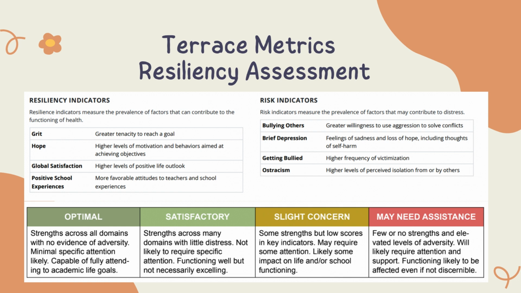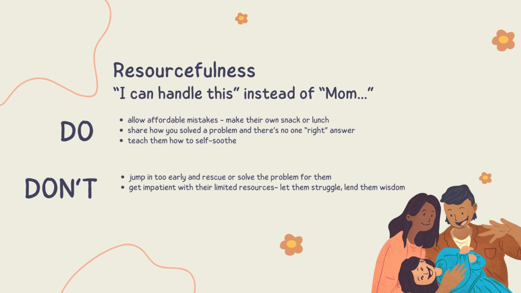The first essential skill that we're going to be covering today is resourcefulness. Resourcefulness is the idea that kids can handle it instead of always turning to their parents, their teacher, or an adult to figure out things for them. Some of the ways that we can help foster resourcefulness is by allowing kids to make small, affordable mistakes. Love and Logic talks about letting them make mistakes when they're young.